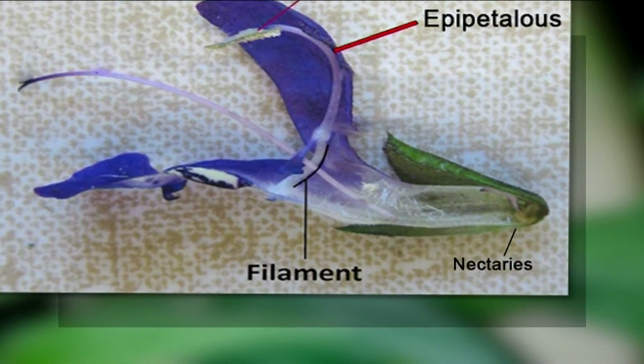The nectaries in the case of Lamiaceae are present at the gynoecium, where they are present as a disc, or they can be present as a pad of tissue at the base of the ovary.